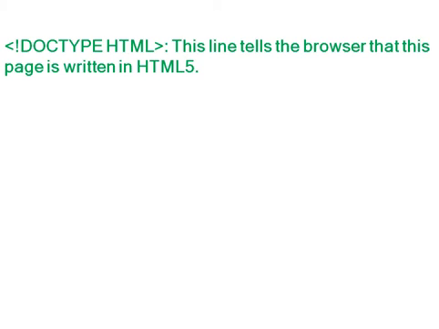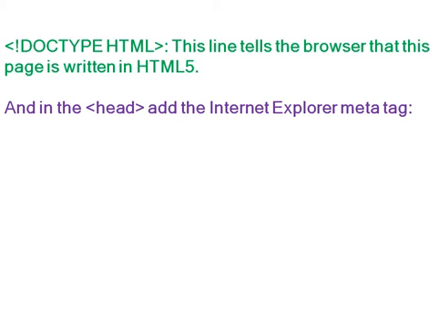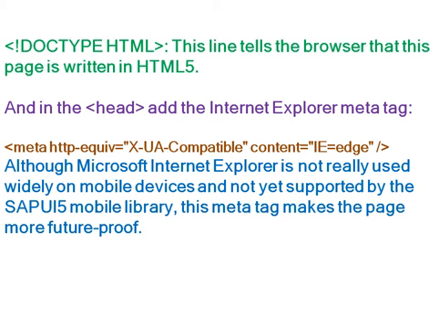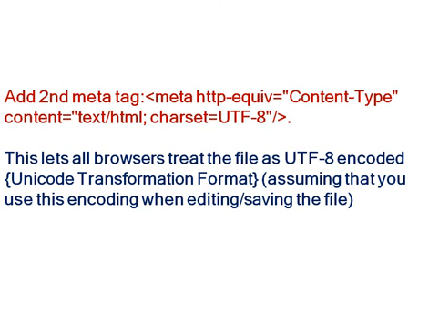Doctype HTML tells the browser that this page is written in HTML5, and in the head add the Internet Explorer meta tag. Although Microsoft Internet Explorer is not really used widely on mobile devices and not yet supported by the SAPUI5 mobile library, this meta tag makes the page more future proof. Add second meta tag for the special characters. This lets all browsers treat the file as UTF-8 encoded.